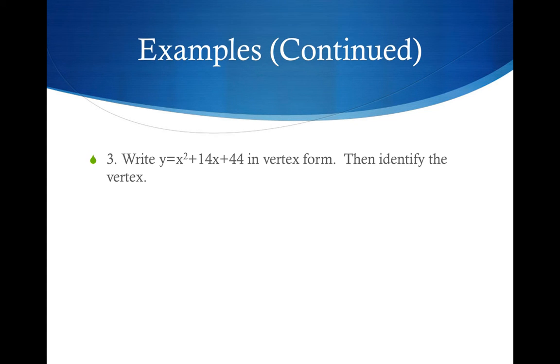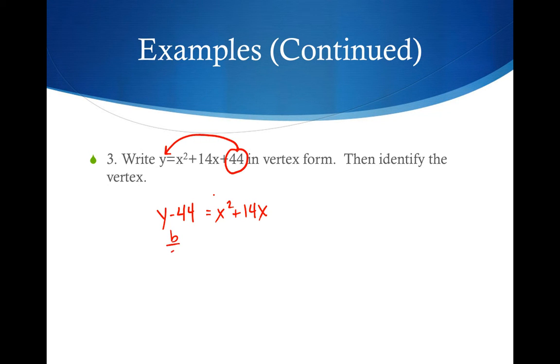So here's an example, x squared plus 14x plus 44. I'm going to write it in vertex form and identify the vertex. So first thing is to make it 1x squared plus bx. So this 44 is going to have to go onto the other side. I'm just going to write it as y minus 44 because I do want to keep that y, because when I write it in vertex form, it's y equals a times the parentheses squared plus k. So y minus 44 equals x squared plus 14x.